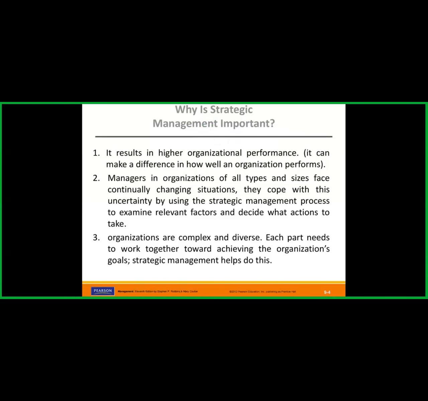Next one, organizations are complex and diverse. Each part needs to work together towards achieving the organization's goals. Strategic management helps to do this. Now, here also the same thing: understanding an organization is not very easy. It's a complex thing. Why is it complex? Because we are dealing with machines. We are also at the same time dealing with technology and human beings. So controlling all these human beings, machines, technology, raw material is not very easy. It is a bit difficult.